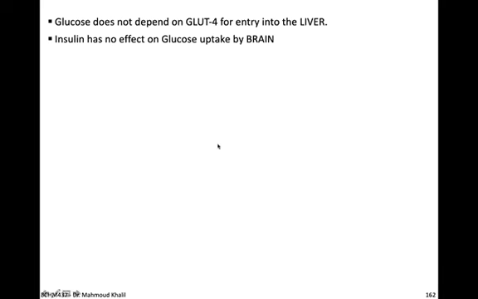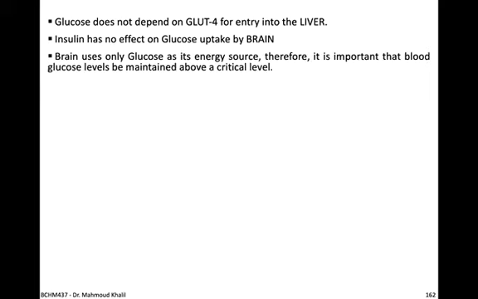So glucose doesn't depend on GLUT4 for entry into the liver. And insulin has no effect on glucose uptake by the brain. We kind of summarize major points. The brain uses only glucose as its energy source. So it is important that blood glucose level is maintained above a critical level, because the brain will sense any disturbance in the glucose, and it needs a certain minimum level in the blood to be working.